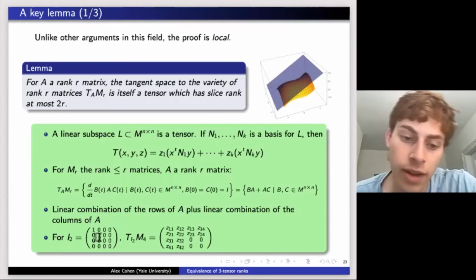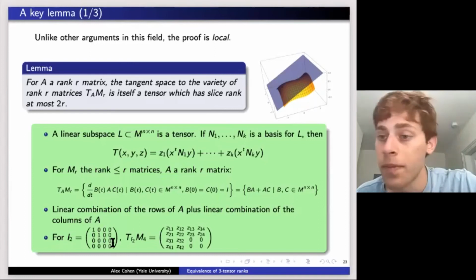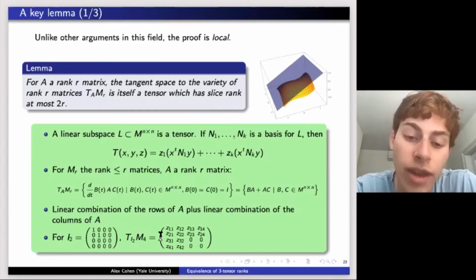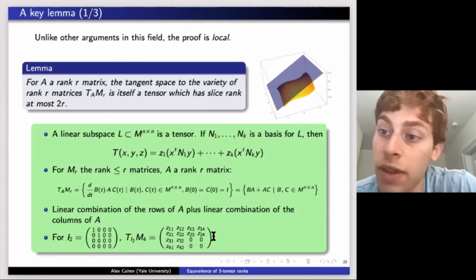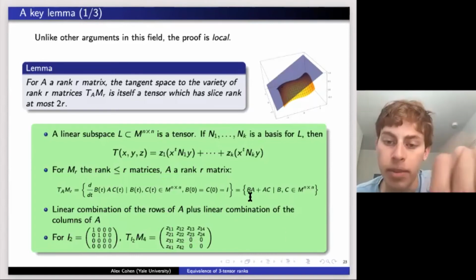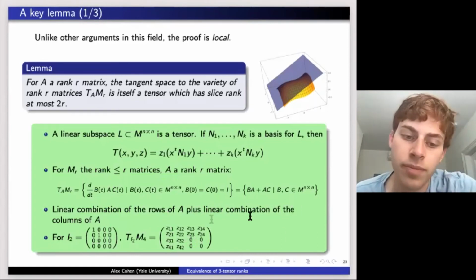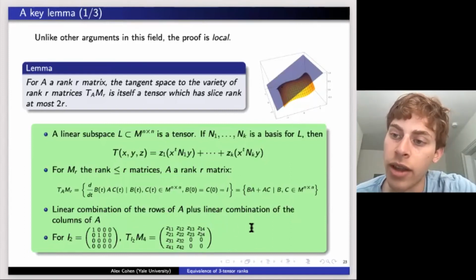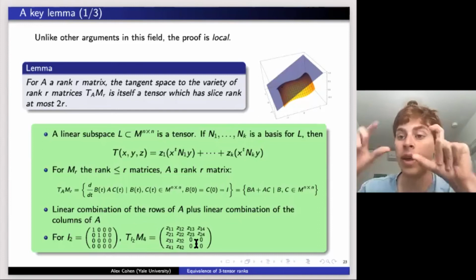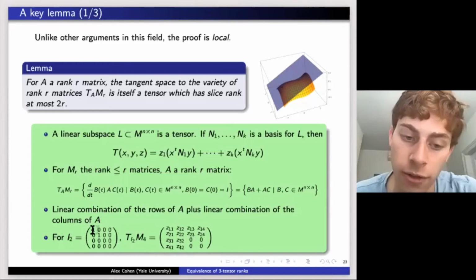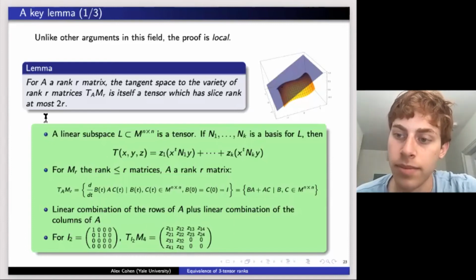For an explicit example, this is a nice rank 2 matrix. It has these two ones on the diagonal. Any rank 2 matrix can be put into this form by a change of basis. And the tangent space is all of the matrices of this form, because this B times A is how you get anything in the first two rows and zeros below the first two rows. And with A times C, you get anything in the first two columns and zeros everywhere else. So you end up with all the matrices that have a big n minus r by n minus r block of zeros in the bottom right corner. And that's true in general for matrices of this form with rank r.